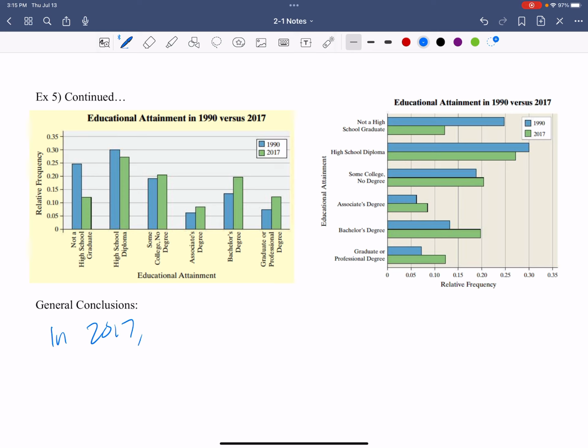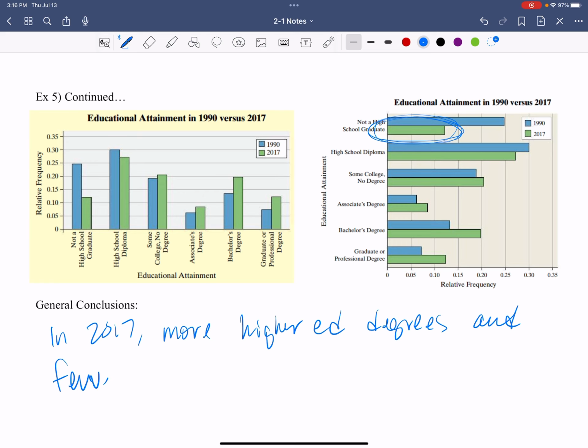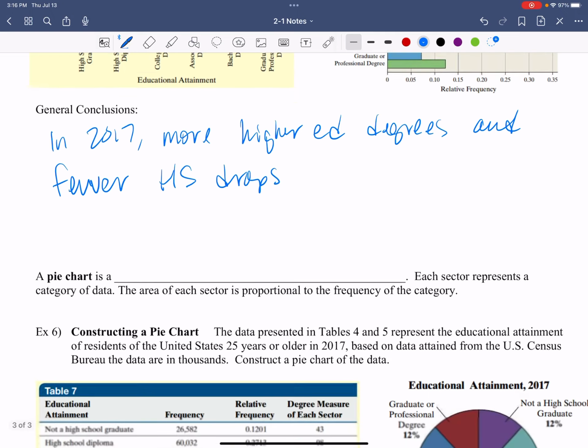In 2017, more higher ed degrees and fewer, notice this, not even a high school grad, how much lower that is. And fewer high school drops. Nice. Right? So you just see basically reading the graph. That's what I want to push for you to look at right here. Okay, so that's what we're looking at in this section.